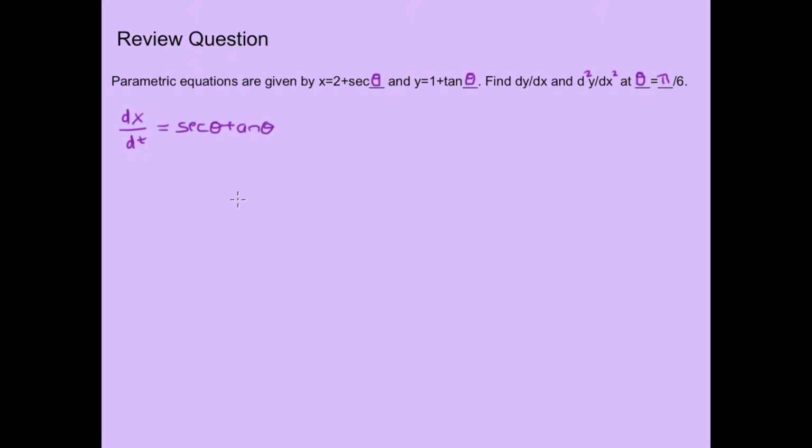Now let's move on to something slightly more difficult. Parametric equations are given by x equals 2 plus secant theta and y equals 1 plus tan theta. Find dy over dx and the second derivative at theta equals pi over 6. Please take a moment to pause the video and do it on your own.